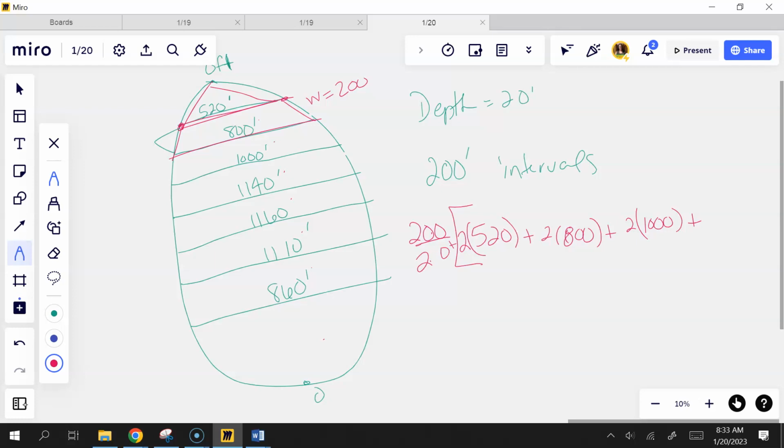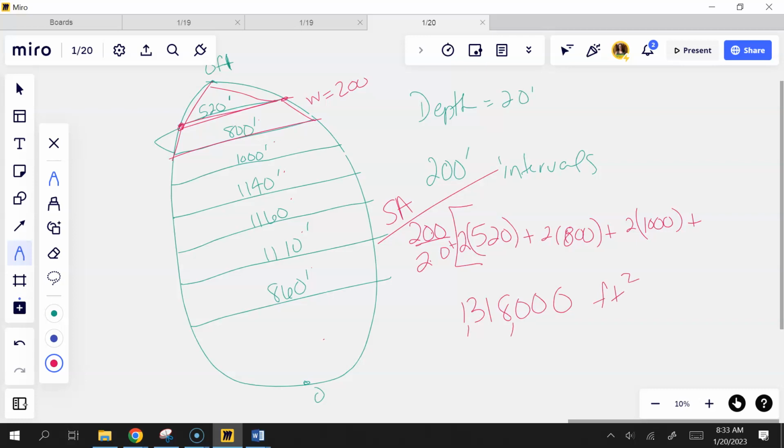Yeah, 200 divided by 2, because the width each time is 200. Right? So because it's trapezoid, that just gives me area. So that's surface area of the pond, essentially. This is surface area. And I got 1318000. This would be square feet. Agreed? That's not what they asked me.